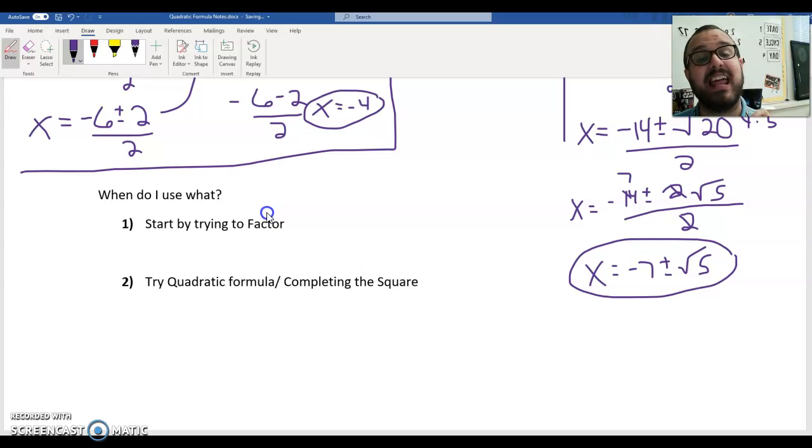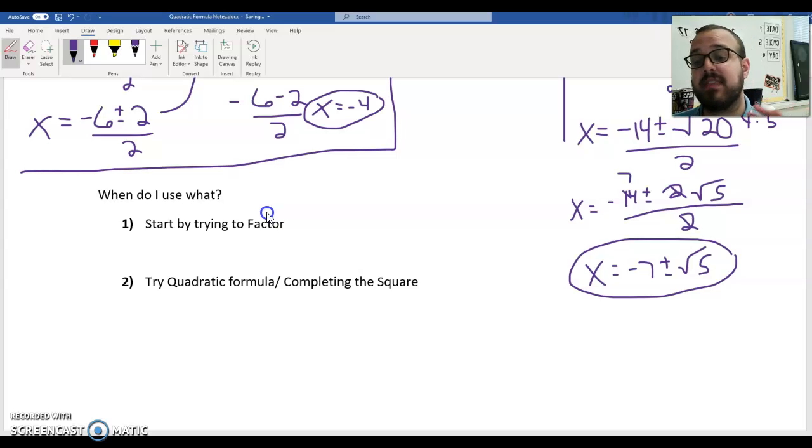Not to mention, later in the course, we start talking about polynomials. It's going to be very important that you can find those factors. So being able to factor in general is going to be something that helps you out later down the line. If I cannot factor, that's when I jump to the other two methods, the quadratic formula or completing the square. Honestly, me personally, I'll do quadratic formula just about every time. I think that it's easier than completing the square. If you like completing the square, you can do that every time.